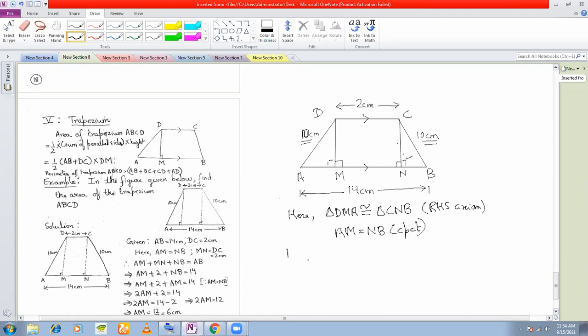Now, what can you write? If you see AM plus MN plus NB, this must be equal to 14 centimeter. This is given to you. So you write AM plus MN. What is MN? MN here is also 2 centimeters, right? Plus NB. Now, because NB is equal to AM, you can replace NB by AM.